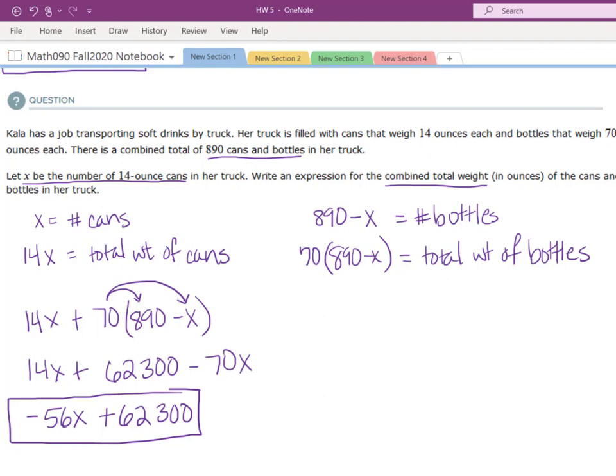But as long as we don't, let's say they told us in part B, suppose X is 25, then we could multiply the negative 56 times 25 and add 62,300 and get 60,900 ounces. Anyway, but they didn't tell us that, so this is our final answer.